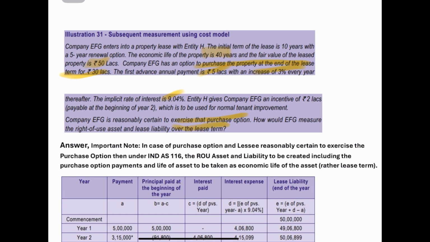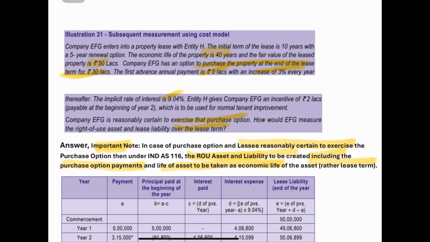So in this example it's a bit peculiar that a purchase option is available, and the lessee is reasonably certain that he will exercise the right to purchase the leased property at the end of the lease term. So in this case you have to note, it's an important note. In case a purchase option is available to the lessee, and the lessee is reasonably certain to exercise this option, then under Ind AS 116, the ROU asset and ROU liability are still to be created, including the purchase option payment. And the life of the asset is to be taken as the economic life of the asset and not the mere lease term. So these are the two additional points you have to take care of when there is a purchase option available.